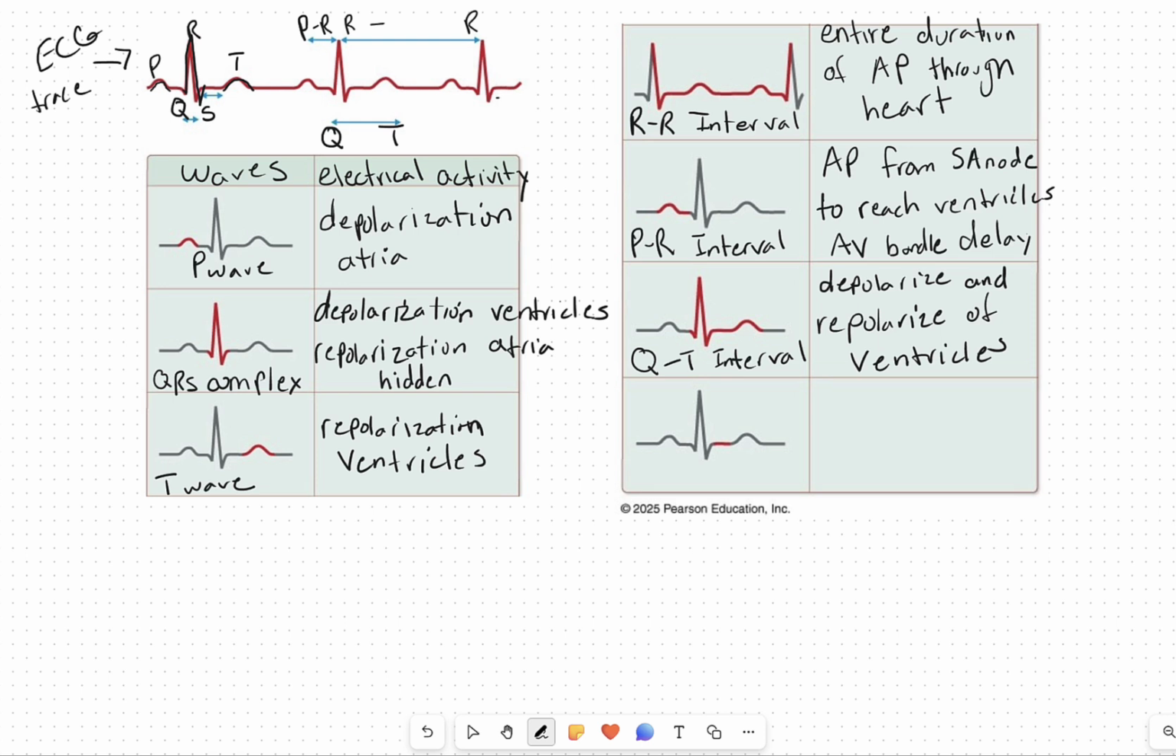The last portion here is called a segment because it doesn't include a wave, and this is called the ST segment. So this is from the S wave at the end of the depolarization of the ventricle until the beginning of the T wave. So this ST segment is only a flat segment. There's no electrical change occurring. And the reason for that is because it is showing the plateau phase of the ventricles. So this is between the depolarizing and the repolarizing.